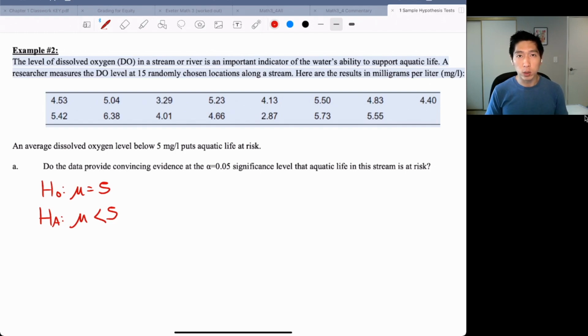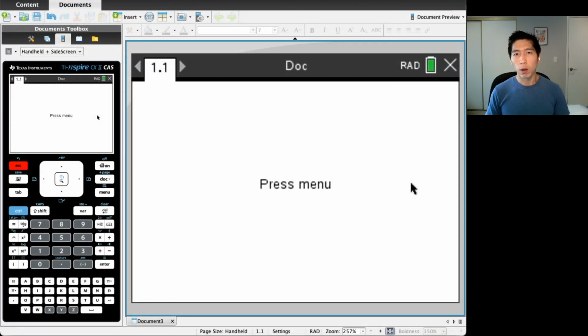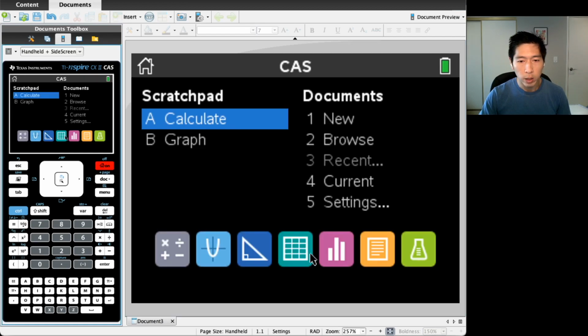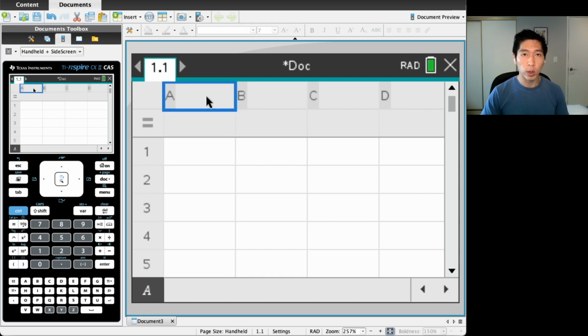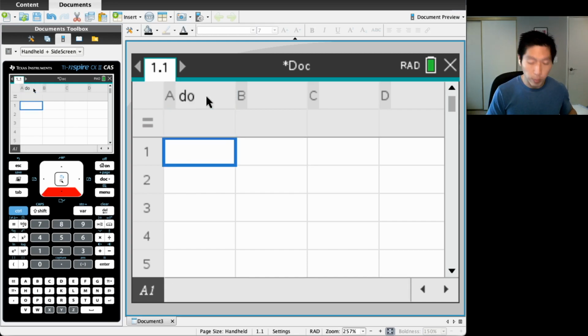So we're going to have to put this into our calculator. Let's go back and put this in our calculator. For this example, we're not going to go to the calculator app. We're going to go to the spreadsheet app. We want to select the home button. This time we're going to go to the spreadsheet. And on the top, we're going to type in dissolved oxygen. Now that might be long, so maybe we could just type in DO for dissolved oxygen. And then we could type in our data.